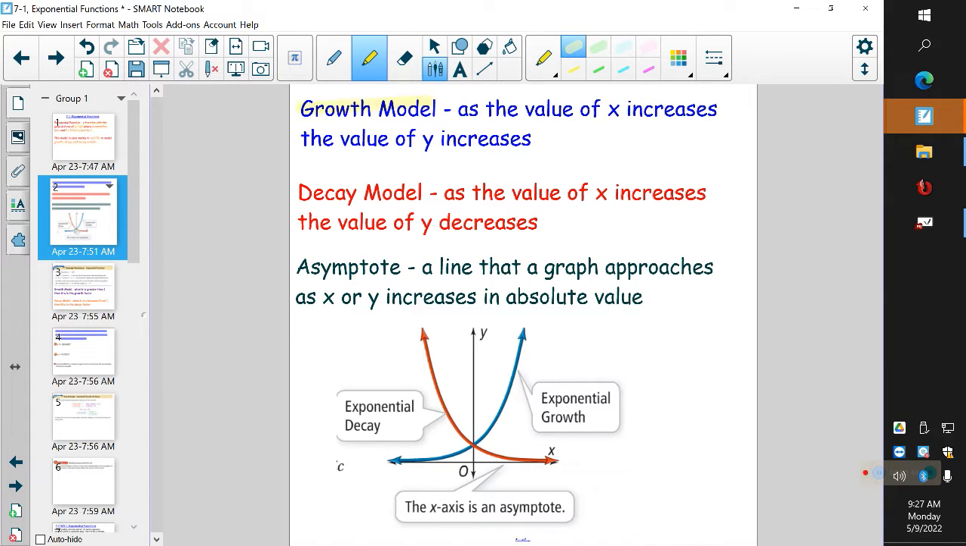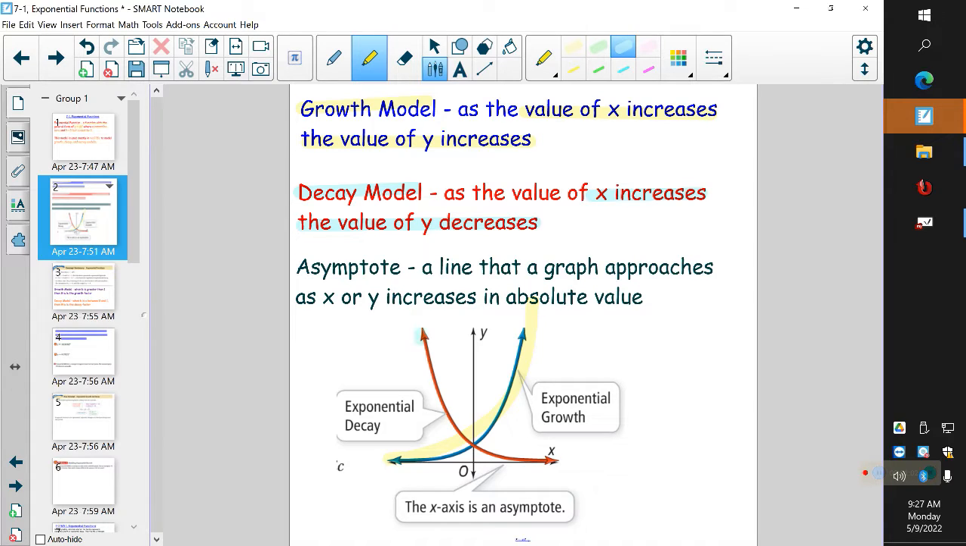A growth model is when the value of x increases and the value of y increases. So this would be an example of a growth model. That is what we want our money to do. Okay? A decay model is going to be when x increases, the value of y decreases.